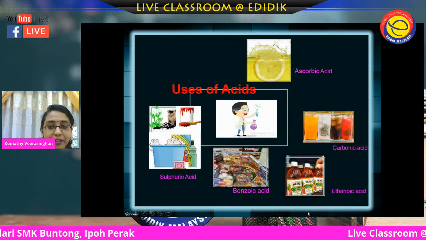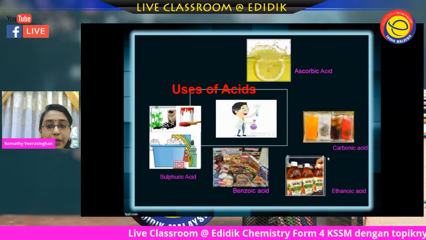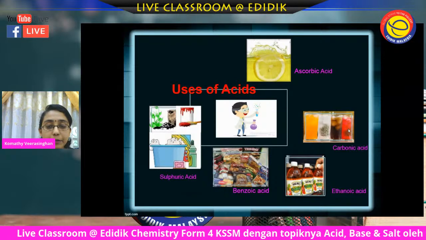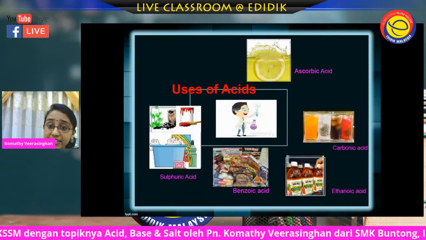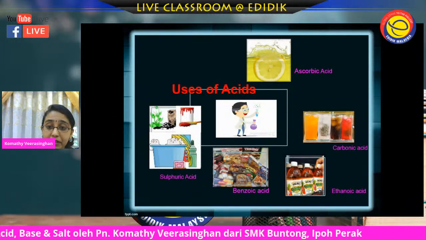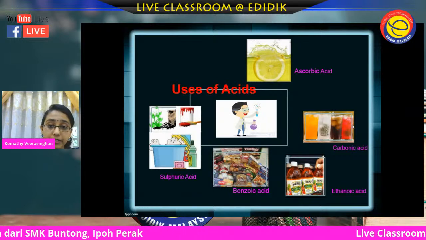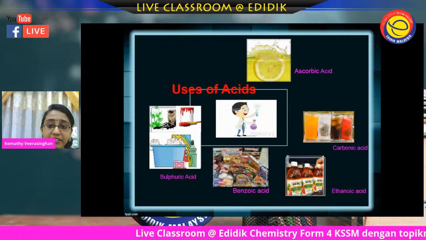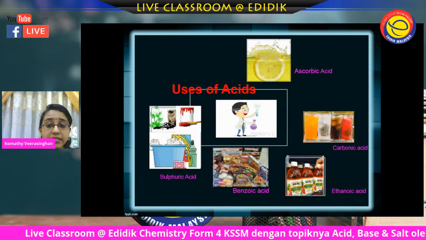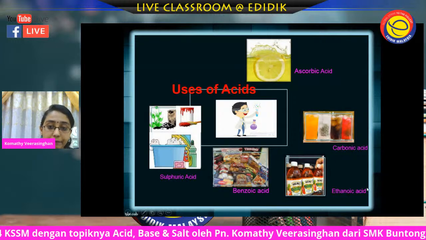Secondly, carbonic acid. Carbonic acid is used in the preparation of carbonated drinks. You know all sorts of drinks which are favorable, I guess, right? Nowadays children like to drink soft drinks: Pepsi, Coca-Cola, 100 plus and all this. And do you know all these drinks consist of carbonic acid?